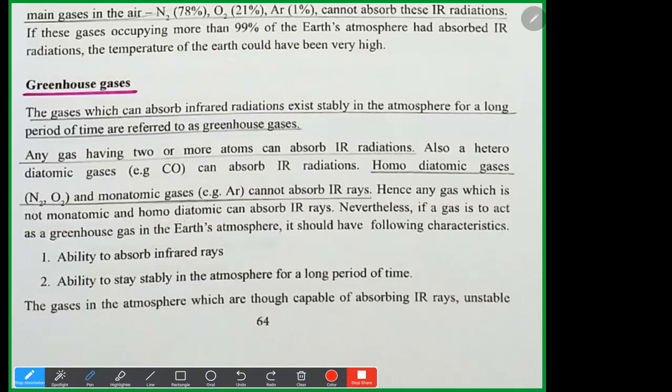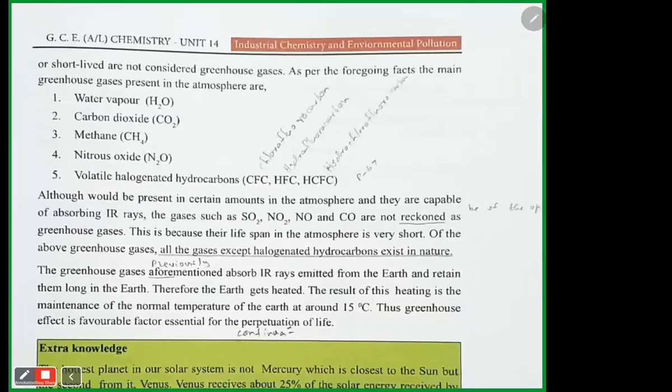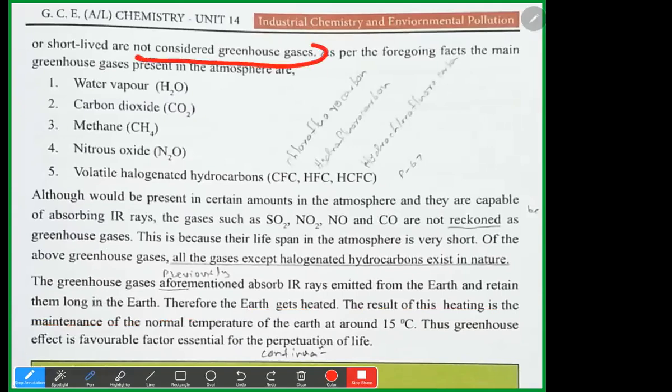Nevertheless, if a gas is to act as a greenhouse gas in the Earth's atmosphere, it should have the following characteristics: ability to absorb infrared rays, and ability to stay stable in the atmosphere for a longer period of time. The gases in the atmosphere which are, though capable of absorbing IR rays, unstable or short-lived are not considered greenhouse gases. As per the foregoing fact, the main greenhouse gases, you have to remember these.